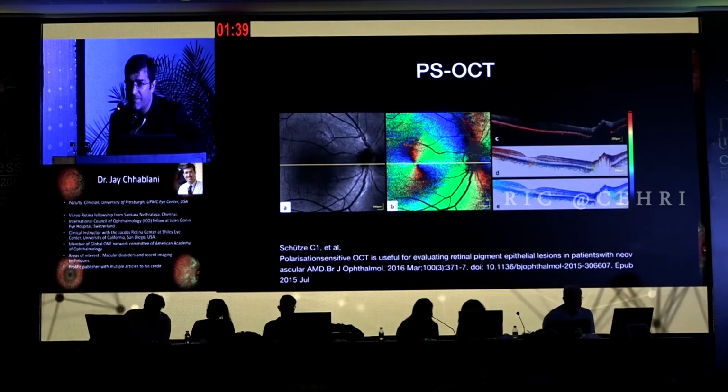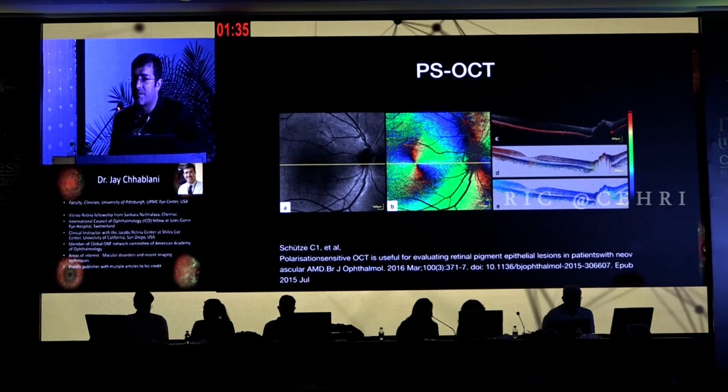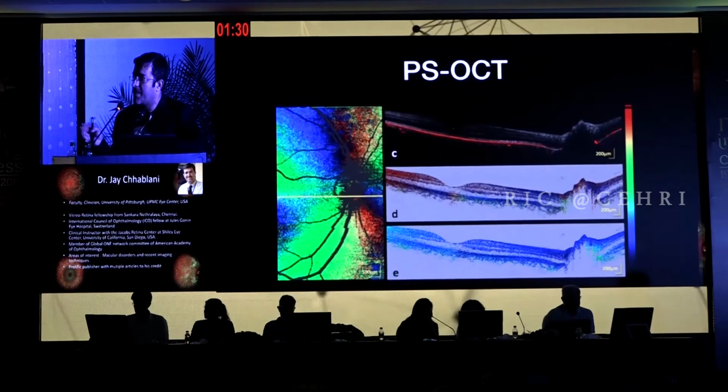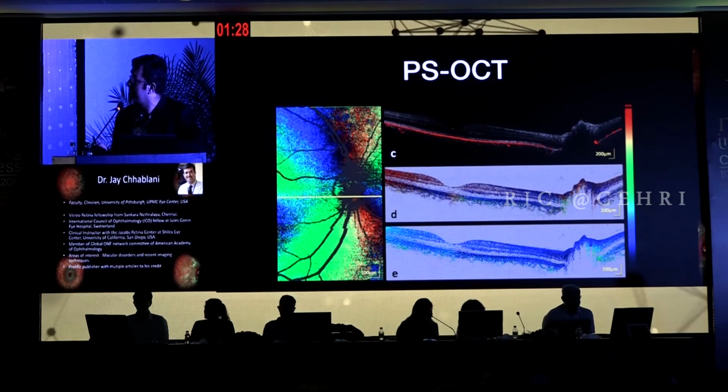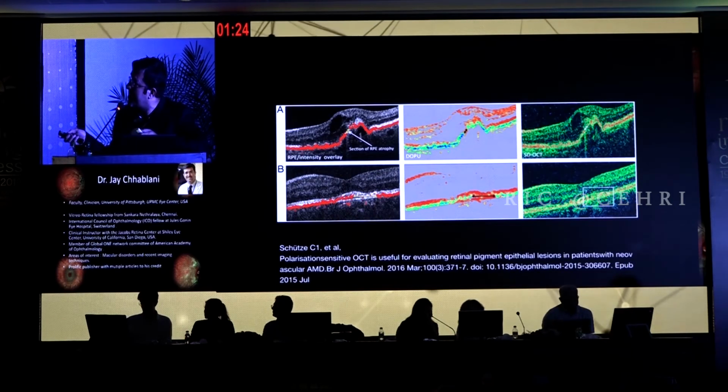So what is new in this field is polarization OCT, which is being promoted quite a bit by the Vienna Group, where you can actually see the RPE much better than the rest of the tissue. And these guys have tried looking at the RPE, as you can see here, that where the RPE is atrophic, this signal is missing. And the bottom picture also shows the same.